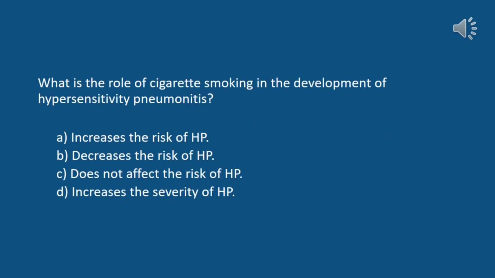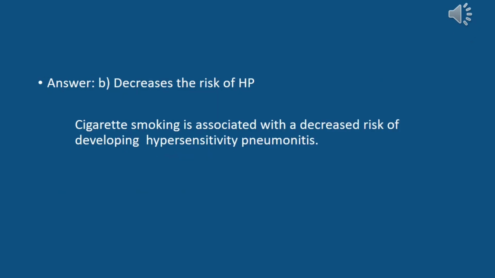What is the role of cigarette smoking in the development of hypersensitivity pneumonitis? A. Increases the risk of HP. B. Decreases the risk of HP. C. Does not affect the risk of HP. D. Increases the severity of HP. Answer: B. Decreases the risk of HP. Cigarette smoking is associated with a decreased risk of developing hypersensitivity pneumonitis.